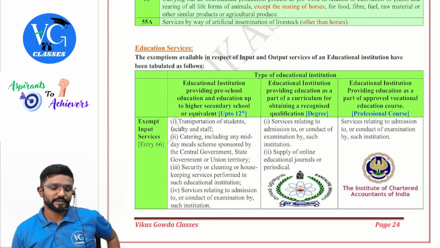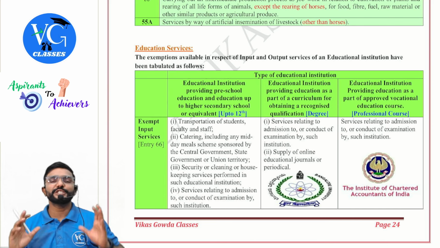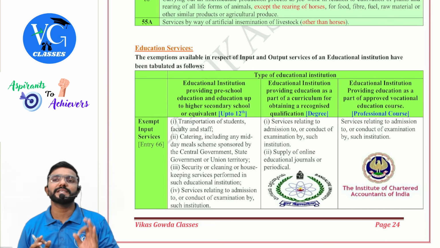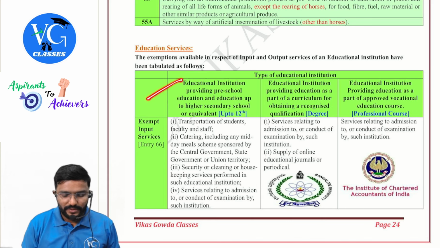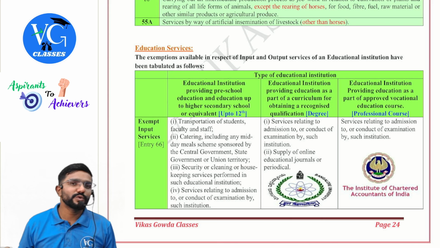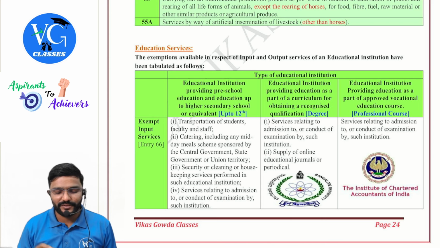Education services, guys. Educational institution for GST is classified into three categories. Let us understand them first. Who are those? First, your school and college. College means only up to 12th. Your school and college only up to 12th. First category.